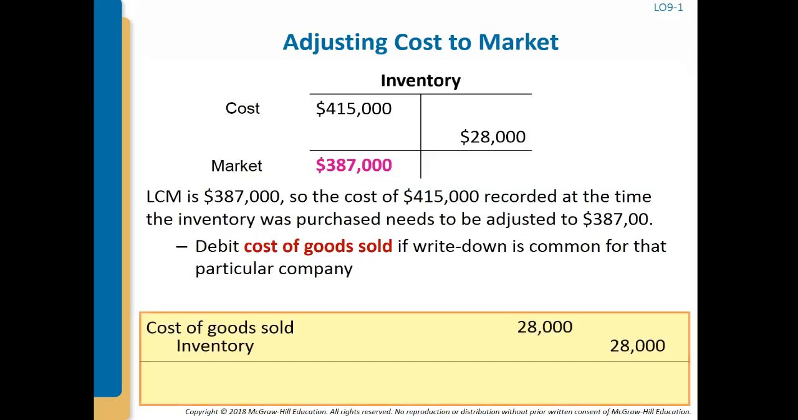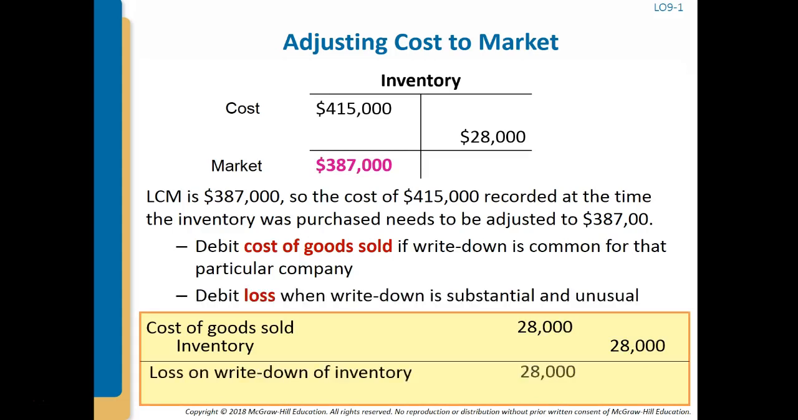We then compare each item's designated market amount to its cost and choose the lower of the two. After doing this, ending inventory under LCM is $387,000, which means that the recorded cost of $415,000 must be reduced by $28,000. We record that adjustment to cost of goods sold if the decrease to market is considered normal for this company. Otherwise, we record the reduction as a loss.